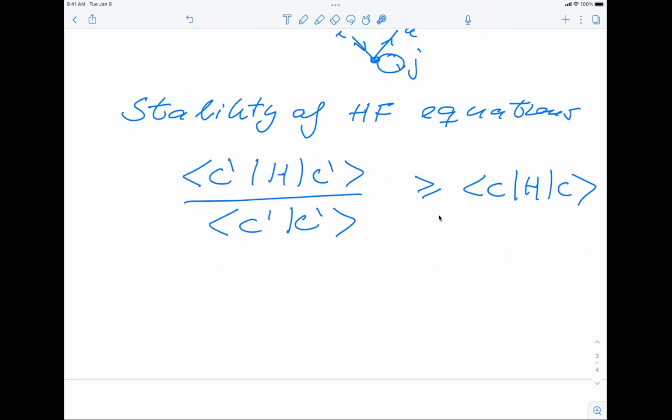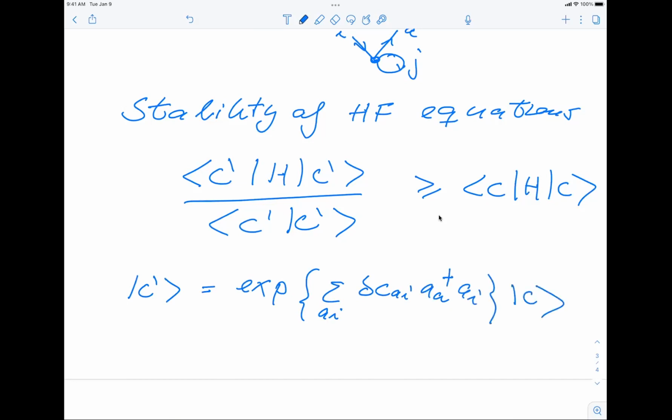And what we've done, and this is Thouless' theorem, states that there is a general Slater determinant which we can write like this. But we can show that we can rewrite it in terms of just a one particle, one hole excitation. So this is going to contain something like delta C_AI, a_A^† a_I, and this is acting on the vacuum state. This is what we're going to prove a little bit later.